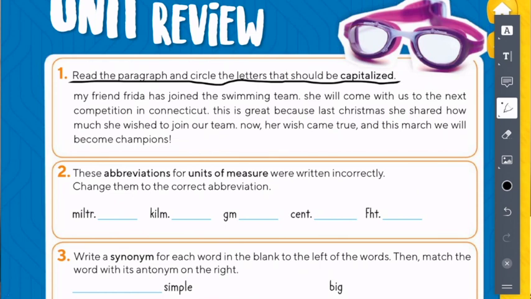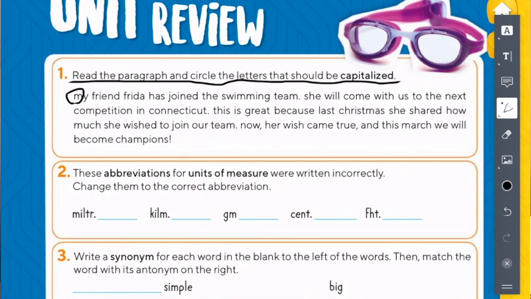All right, class, so let's find the places where capital letters need to be. For example, we know that we start every sentence with a capital letter, right? So we're going to circle the first M there, because all the sentences start with capital letters. So this paragraph: My friend Frida has joined the swimming team. Period.